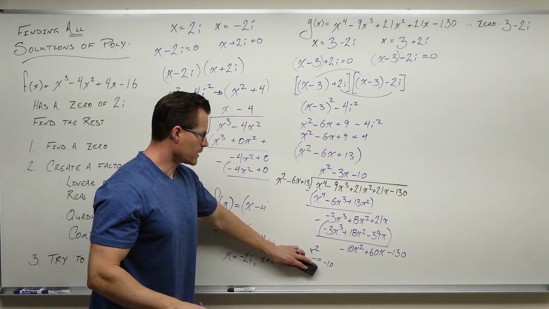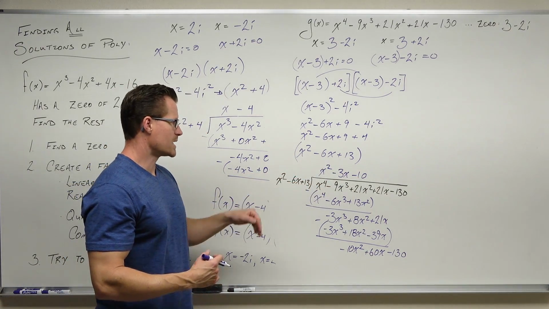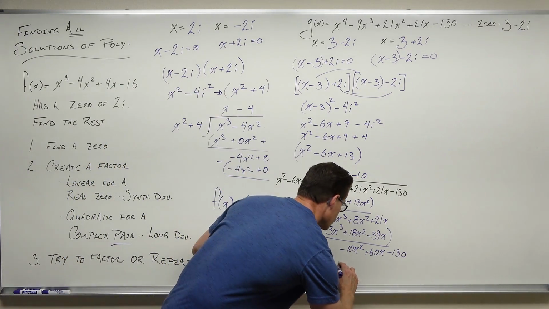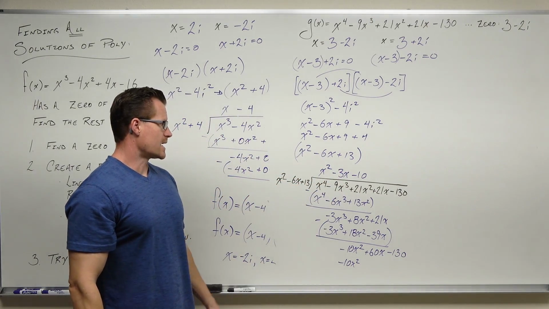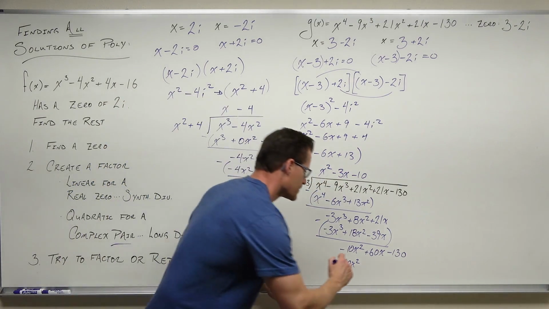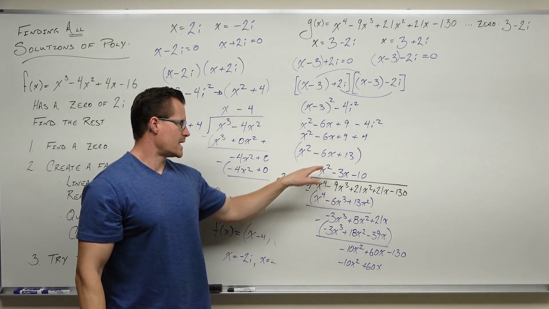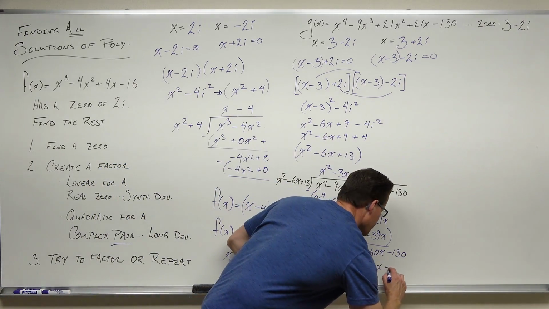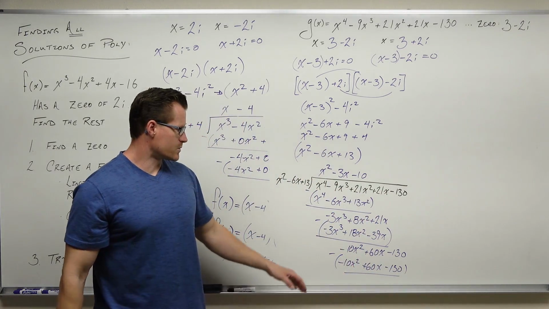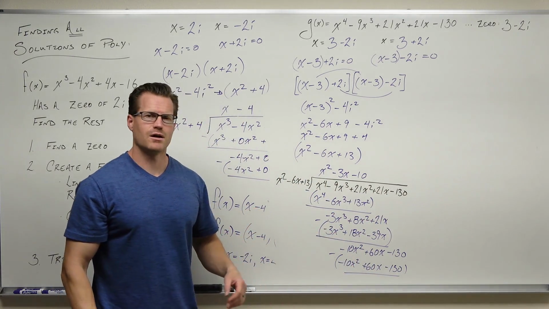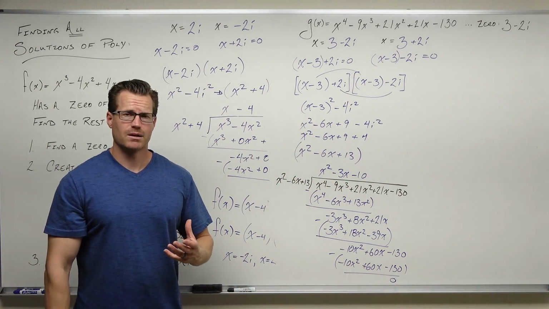We're going to distribute one last time and just make sure that our remainder is 0. Negative 10 times x squared is negative 10x squared. Negative 10 times negative 6x is plus 60x. That's looking good. Negative 10 times 13 is negative 130. And we can tell when we subtract something from itself, we get 0. And so that's perfect. That's exactly what we want.